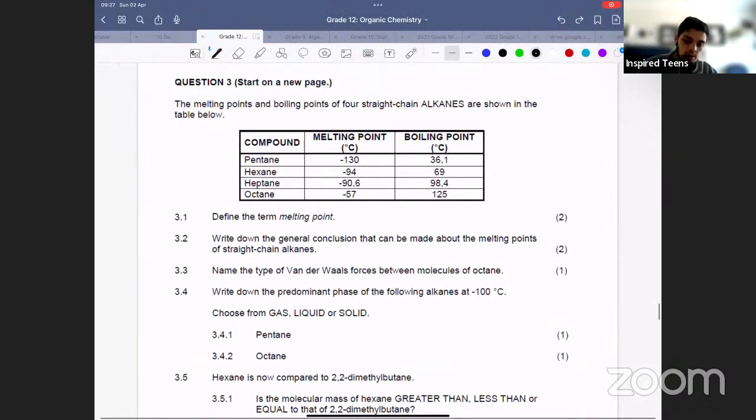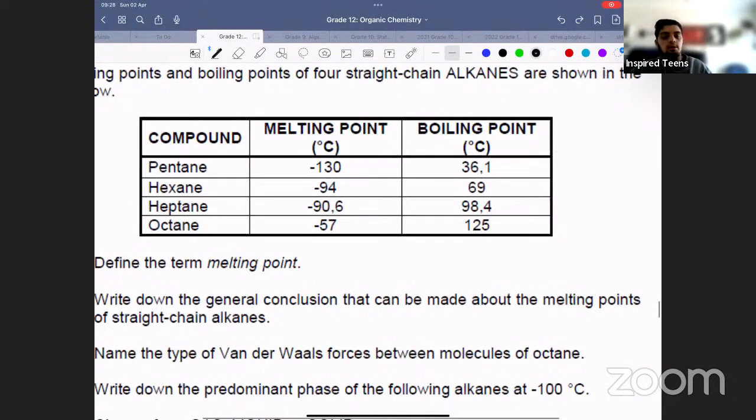Okay, so a general conclusion, right? Let's see if we can see what's happening to the trend. So you want to identify what's the trend, what's happening to the melting points and boiling points as we are changing compounds. So pentane firstly has 5, 6, 7, and 8. So as we go down, we're increasing the amount of carbons. So that's your first part of your conclusion. You're going to say, as carbons are increasing, and then let's identify what's happening as carbons are increasing.